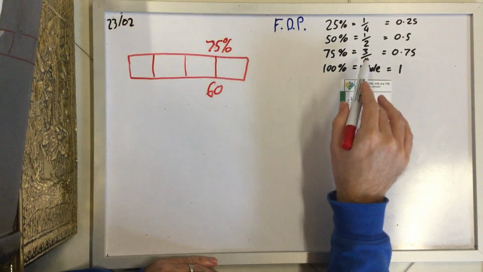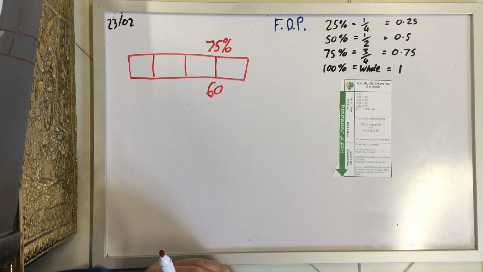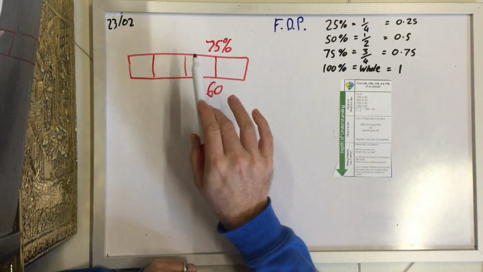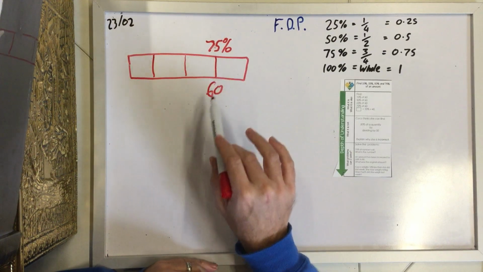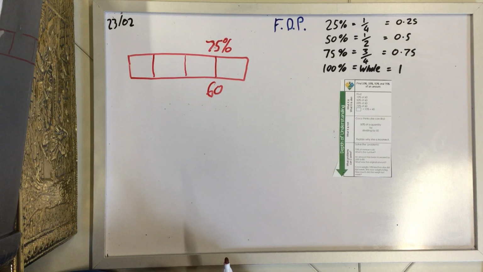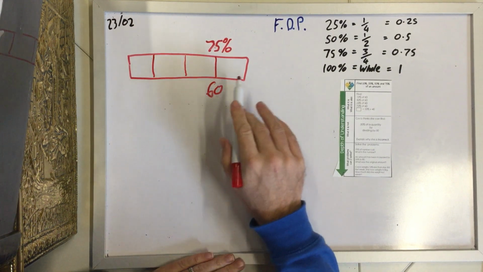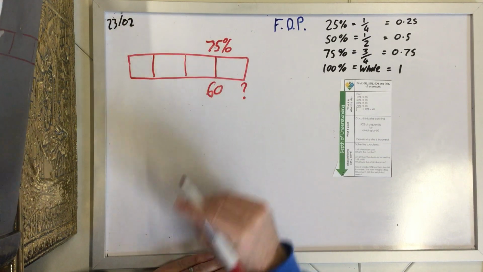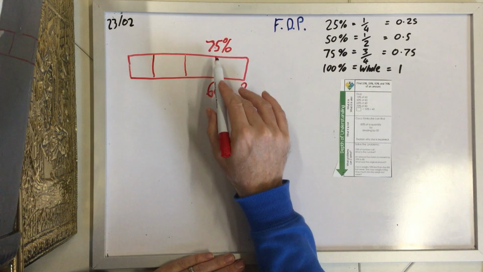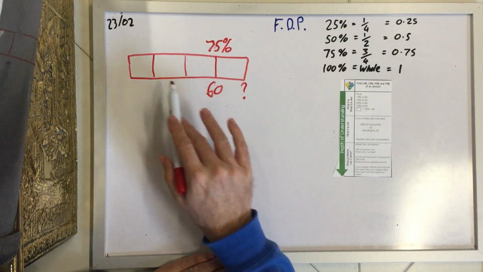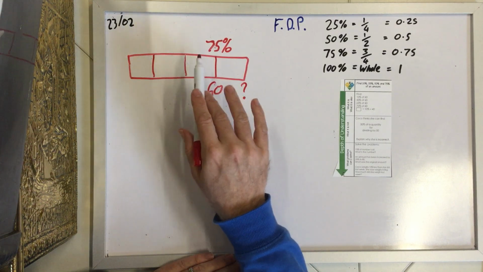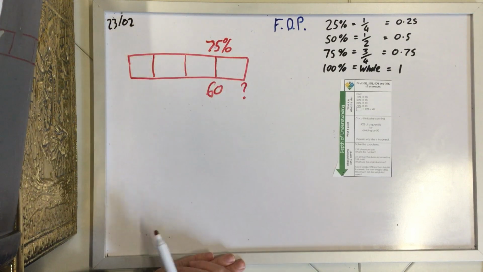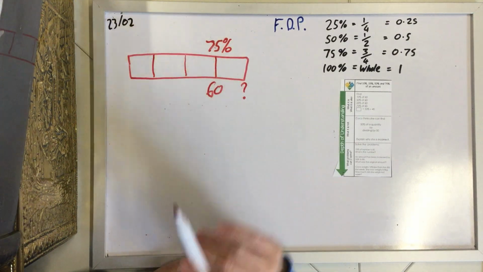If we know 75%, we can split it into 4s, can't we? 1, 2, 3, 4. We know 75% or 3/4 is 60, and then we should be able to work back from there. That gives us our clue, because we want to find this part. If we know this is 75%, we can work out what each section is worth to add onto this to get to there.